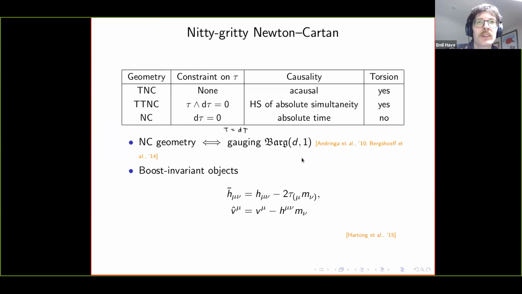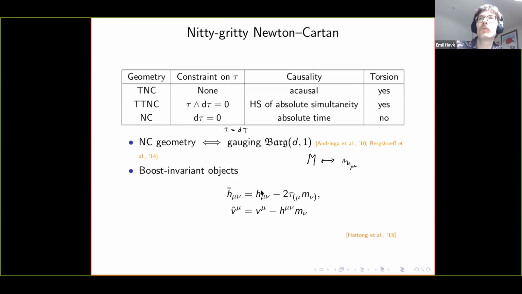A very useful perspective in the context of Newton-Cartan geometry is that of a gauging of an algebra. In this case, the Bargmann algebra, which is the centrally extended Galilean algebra. It contains a central element, usually denoted M, and this is precisely what corresponds to the m_μ field that we saw as part of the Newton-Cartan structure on the previous slide.